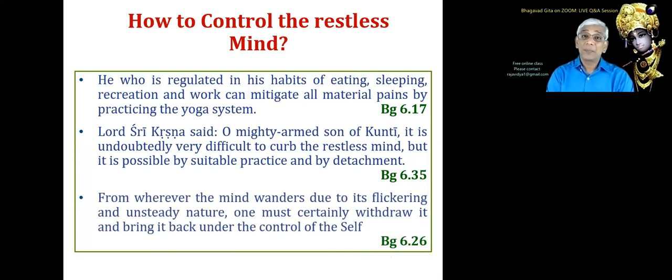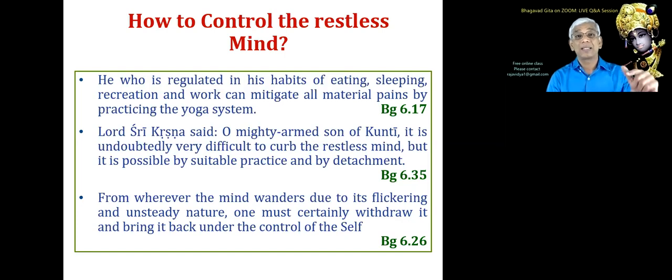So what is that practice? What practice do we need to do? What should we do to control the mind? That practice is also told very clearly by Krishna in the 6th chapter, sloka number 26. Yato yato nischalati manaschanchalam astiram tatastato niyamyaitat atmanyeva vasamnaya. From wherever the mind wanders due to its flickering and unsteady nature, one must certainly withdraw it and bring it back under the control of the self.